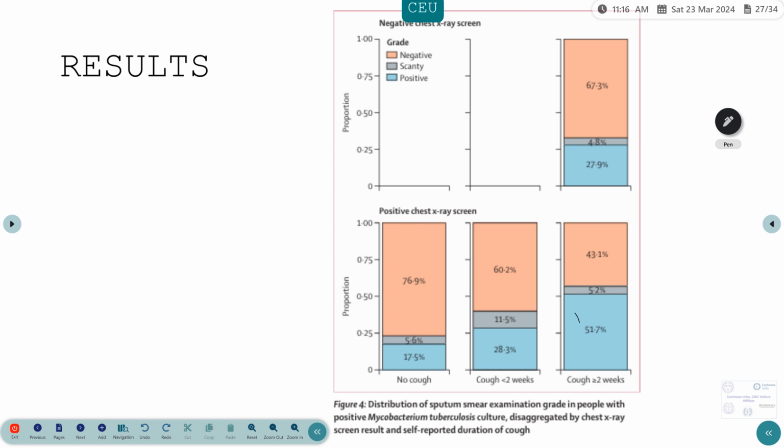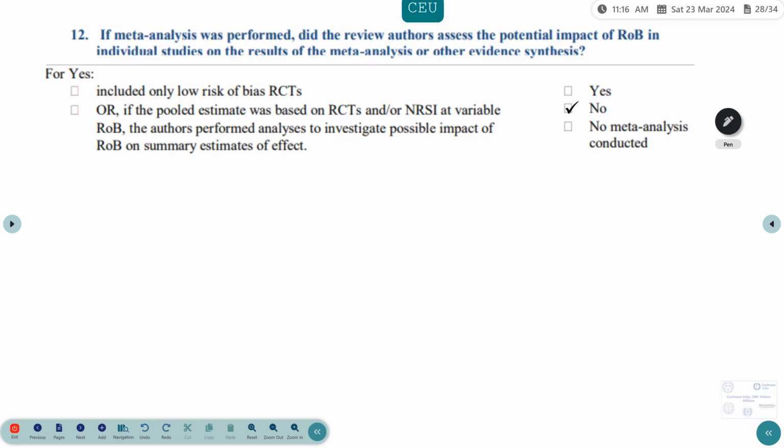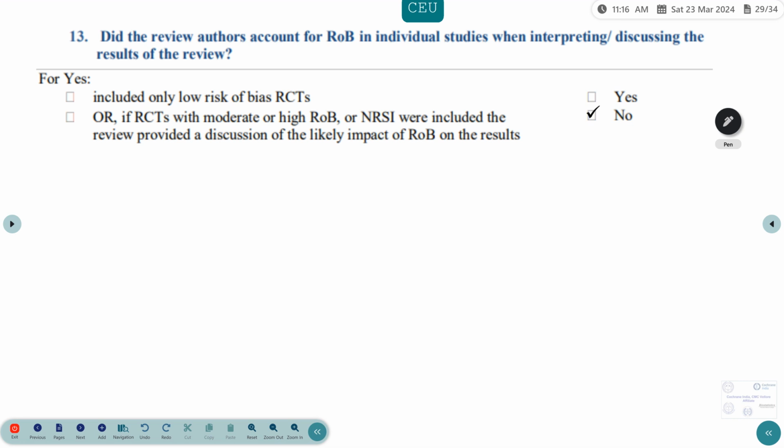Going on, if the meta-analysis was performed, did the review authors assess the potential impact of the risk of bias in the individual studies on the results of the meta-analysis? No, like we mentioned earlier, the risk of bias was not addressed adequately. Did the review authors account for the risk of bias in individual studies when interpreting or discussing the results? They did not.